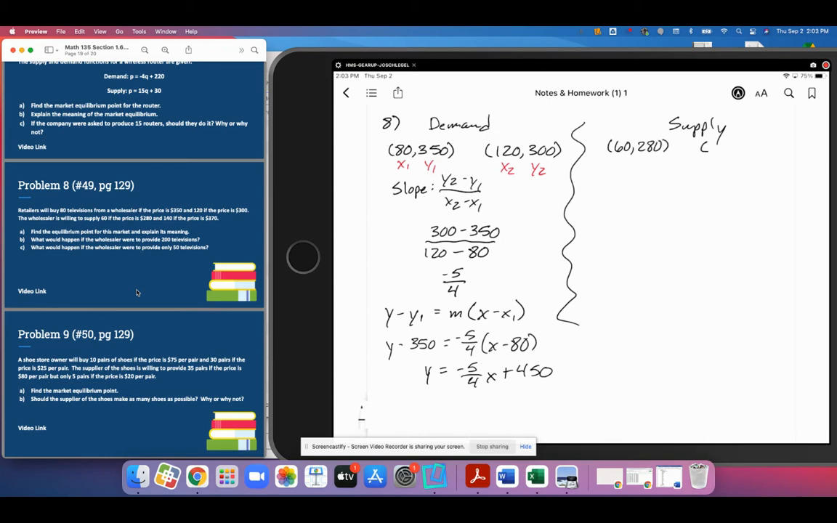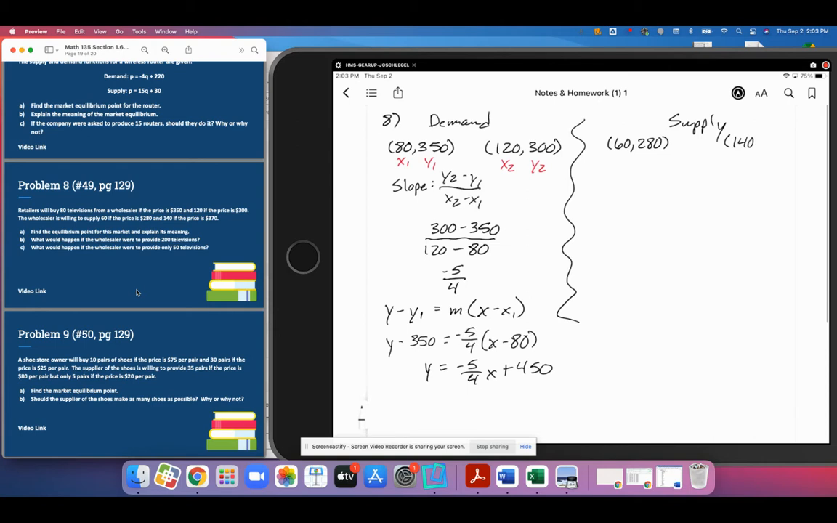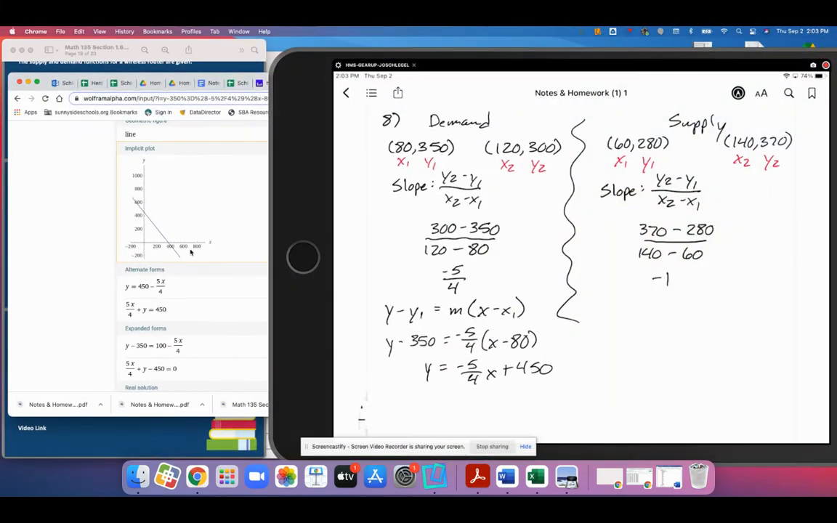Our second point is going to be 140, 370. We can go ahead and label those with our x's and y's, x1, y1, x2, y2, and get our slope. We are going to have 370 minus 280 over 140 minus 60. For this one, I'm trying to do this in my head, I think it's going to be a negative 1. I'm going to double check using Wolfram really quickly, but I think I am correct.